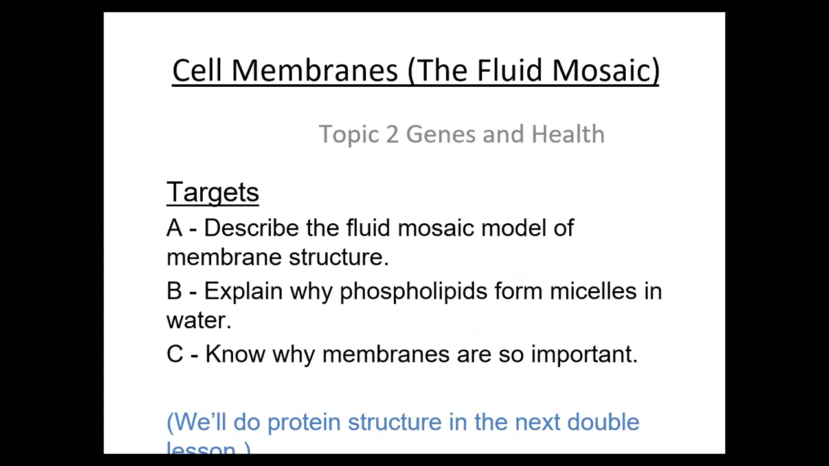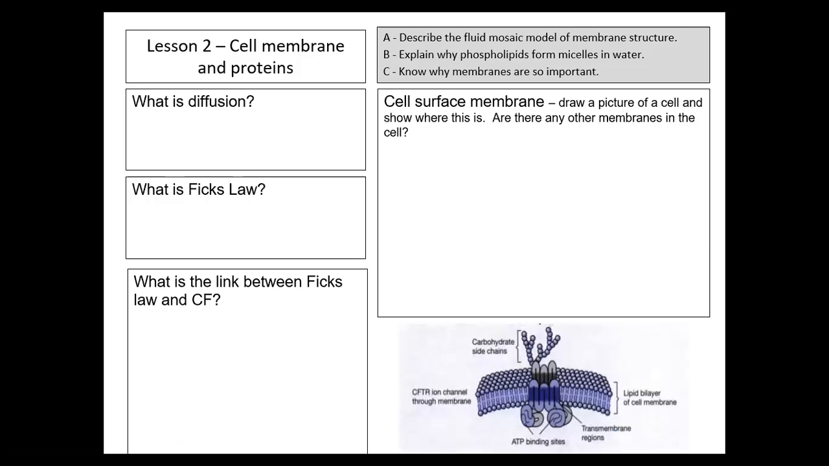So for gradings, C grade is understanding why cell membranes are important. For B grade, we're going to explain why phospholipids form micelles in water. We've actually spoken a bit about phospholipids before when we had that whole lesson on lipids, so we're going to look at that in a bit more detail, because there's lots about lipids in the cell membrane. And then A is to be able to describe the fluid mosaic model of a membrane structure.